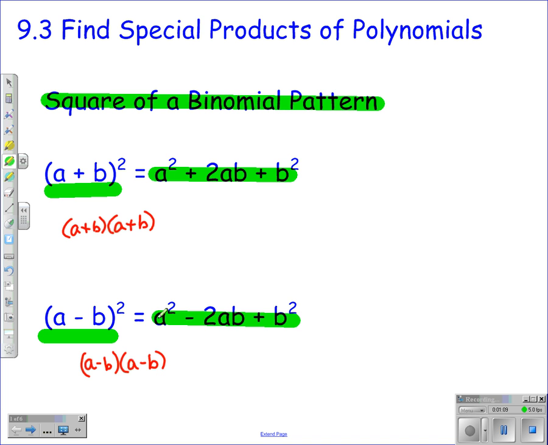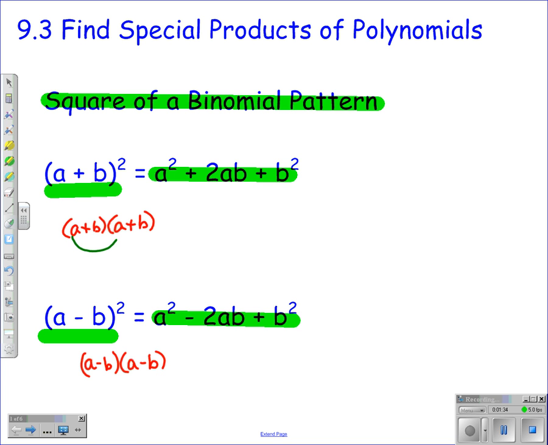These are two patterns that you're going to want to memorize so that when you see a quantity being squared, you can use the trinomial pattern in order to write the answer down without having to actually FOIL them out. This will help you later when we start actually factoring, going backwards with this. Let's show that the foiling works.